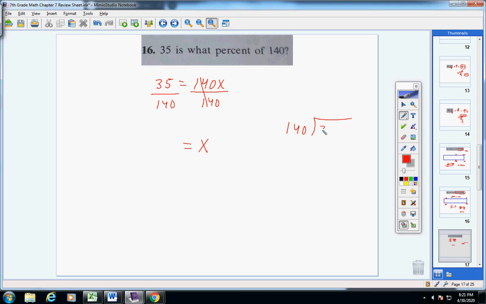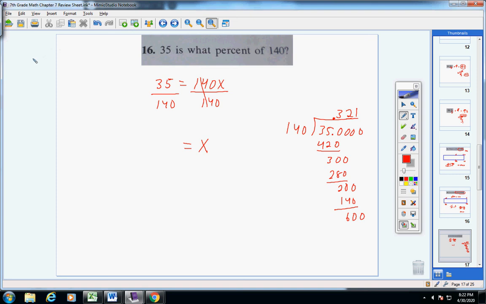And here we go. 140 goes into 35 point. Add some zeros. Let's see. Should be 420. That leaves you with this right here. That would go in 2 times, which would be 280. Leaves you with 20. And 140 would go into 200 once. And it leaves you with 68. Bring down another 0.